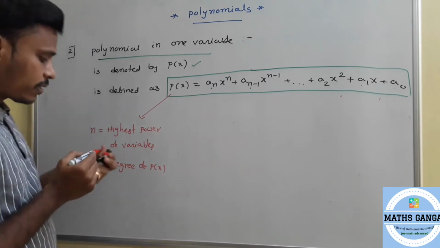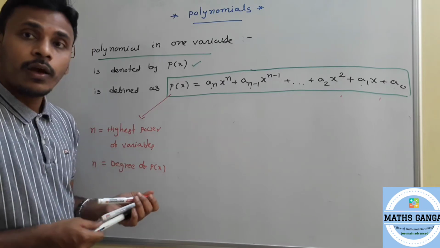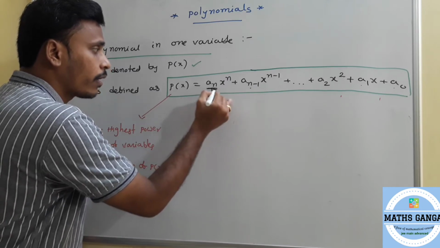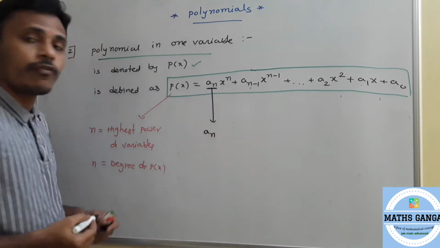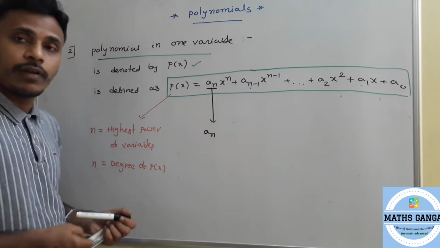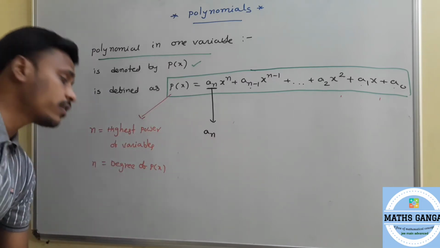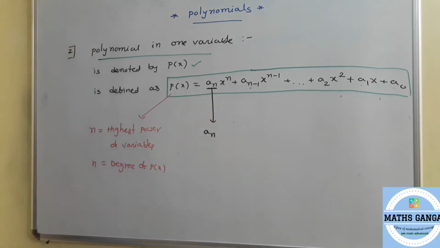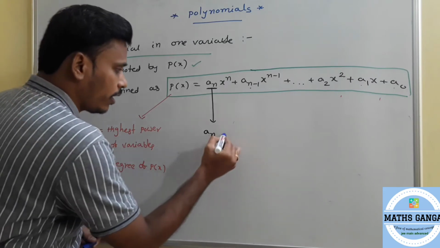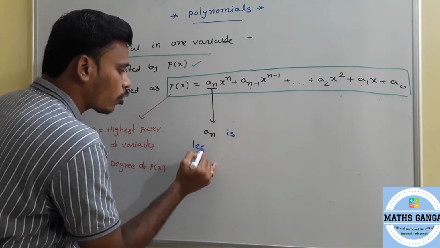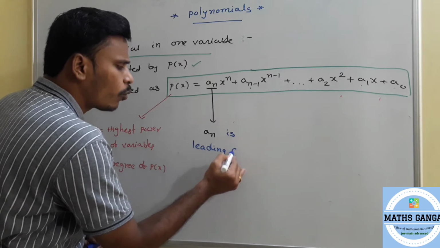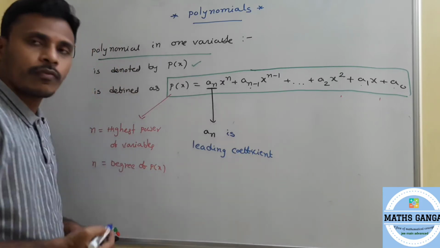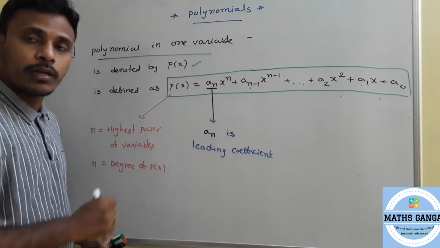Okay, and next thing is, since p of x is a n x power n, when you observe this a n x power n, see this a n is the coefficient of the highest degree term, right? Since n is the degree and the coefficient of x power n is this a n, so this a n is considered as leading coefficient. a n is the leading coefficient of the polynomial. So what is meant by leading coefficient? Leading coefficient is the coefficient of x power n if the polynomial is of degree n.